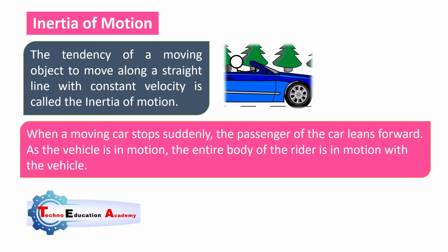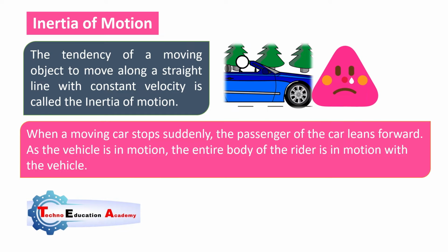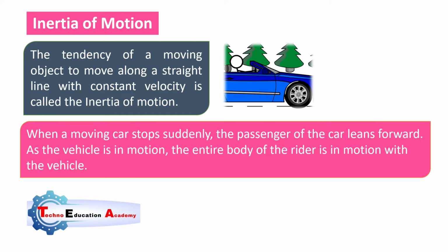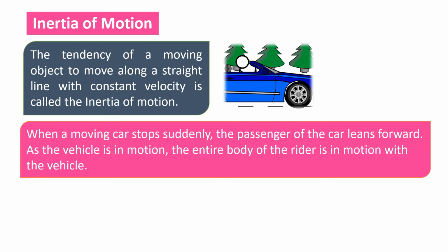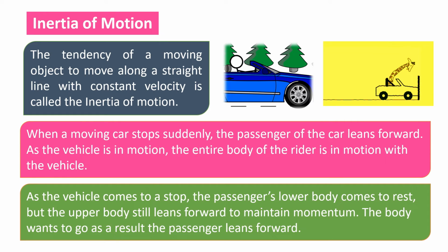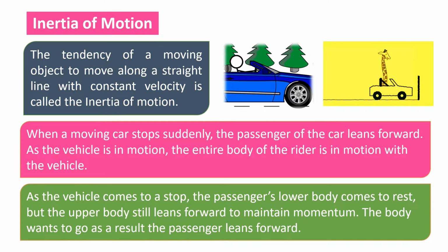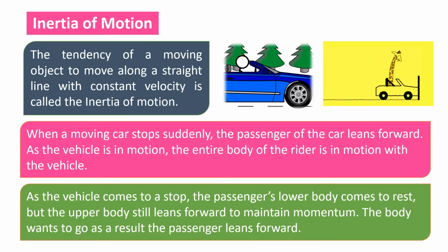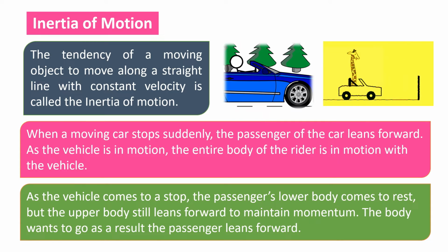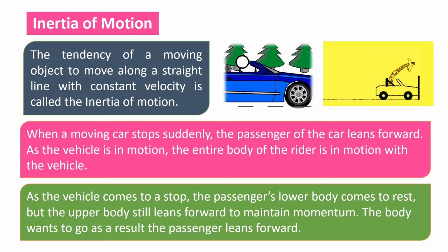When a moving car stops suddenly, for example, whenever we apply the brake or any obstacle is in front of the car or bus, at that time we stop the car or bus suddenly. So the passenger of the car leans forward. As the vehicle is in motion, the entire body of the rider is in motion with the vehicle. As the vehicle comes to a stop, the passenger's lower body comes to rest, but the upper body still leans forward to maintain momentum. So the body wants to keep going, and as a result the passenger leans forward. Okay, so this is an example of inertia of motion.